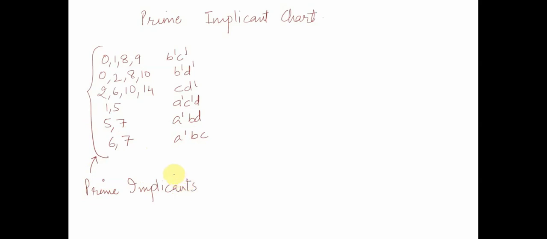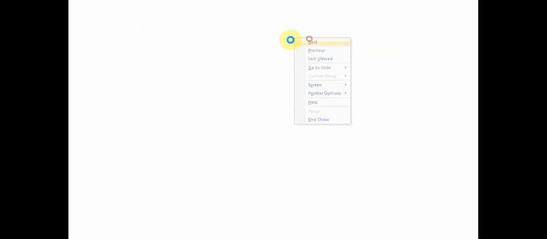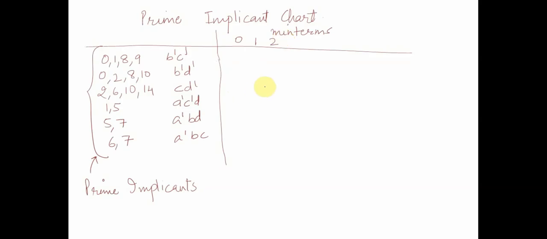What we have to do now is find the essential prime implicants, and we need a technique for that. So we will convert this into a chart. On the y-axis we mention all the prime implicants, and on the x-axis we mention all the minterms we had in the beginning. We had 10 minterms: 0, 1, 2, 5, 6, 7, 8, 9, 10, and 14, right?